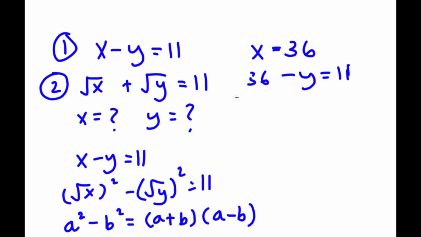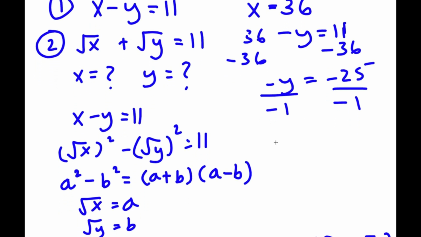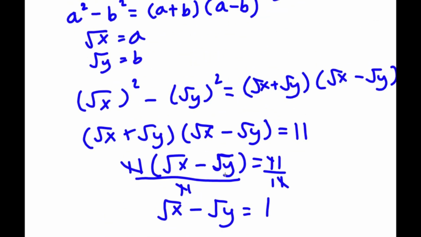And now, if I go ahead and subtract 36 on both sides, I get negative y is equal to 11 minus 36, which is going to be negative 25. Now I can divide by negative 1 on both sides, and negative y divided by negative 1 is simply positive y, which is equal to negative 25 divided by negative 1, which is 25. So I have y equals 25 and I have x equals 36.